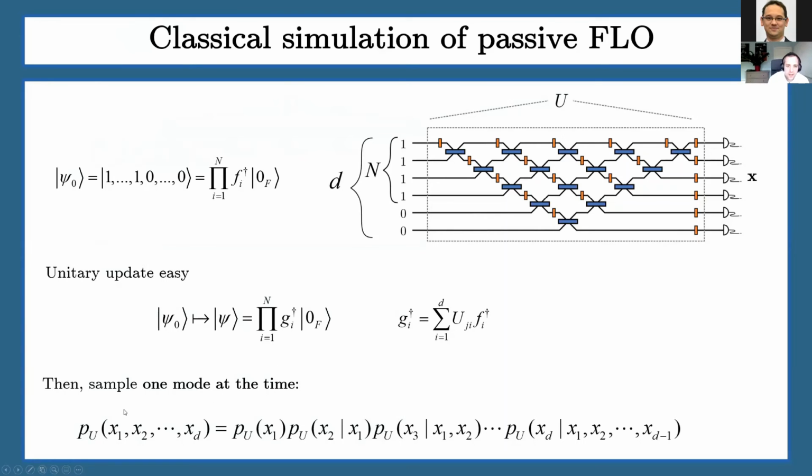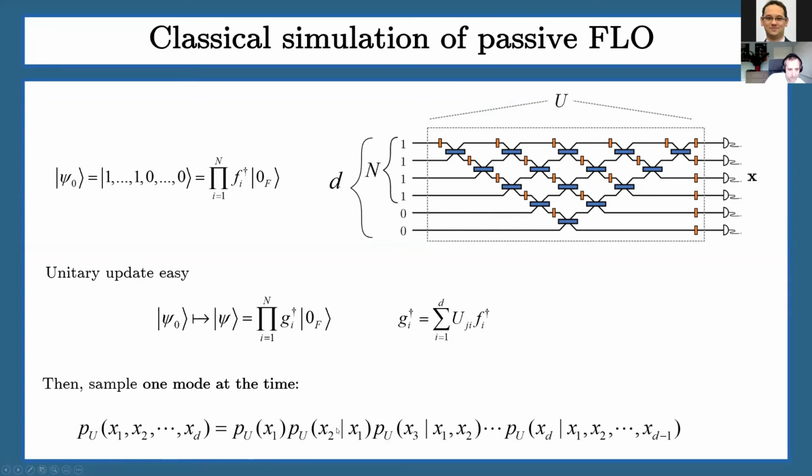But now we have some state that is in an exponentially large Hilbert space, because, for example, when the number of electrons is half the number of modes, it's really exponential. So what do we do? The trick is to sample one mode at a time. For every probability distribution on some d random variables that can be simultaneously measured, you have the following decomposition, using Bayes' rule.